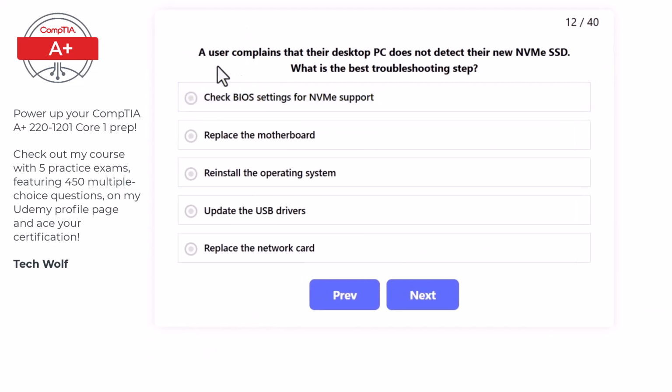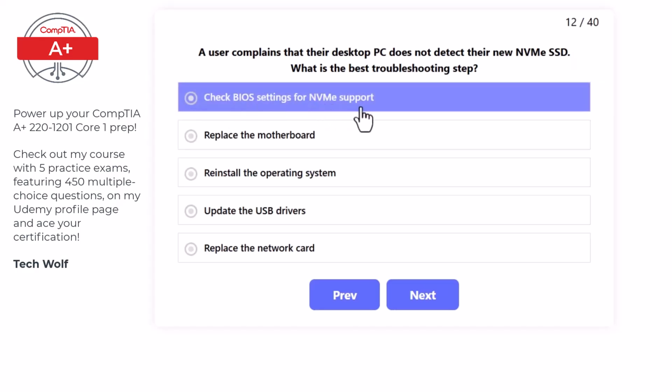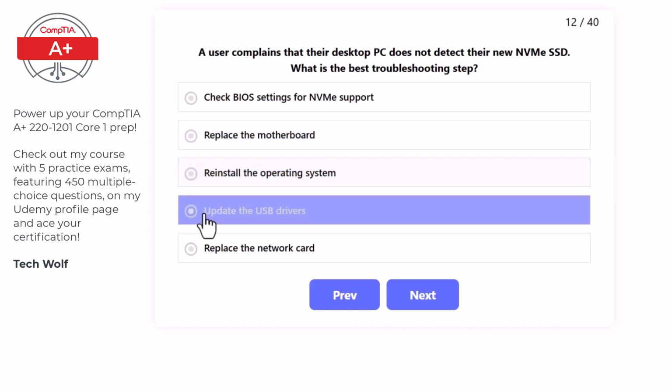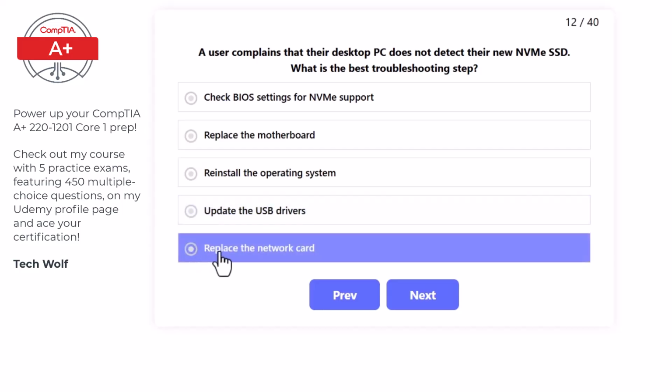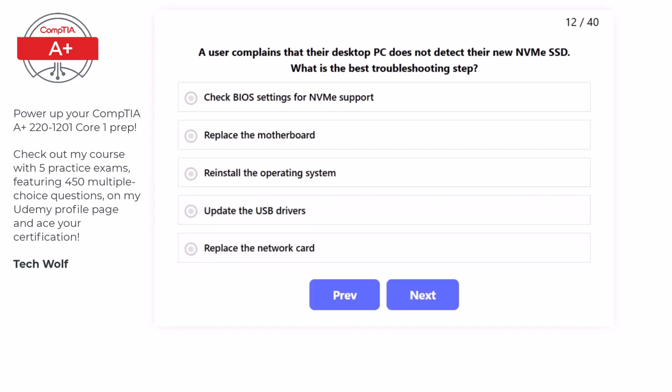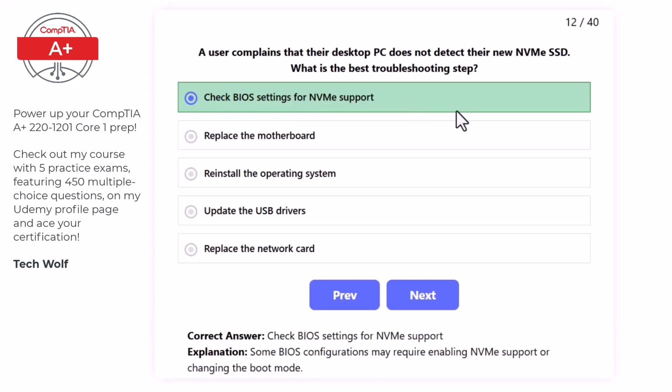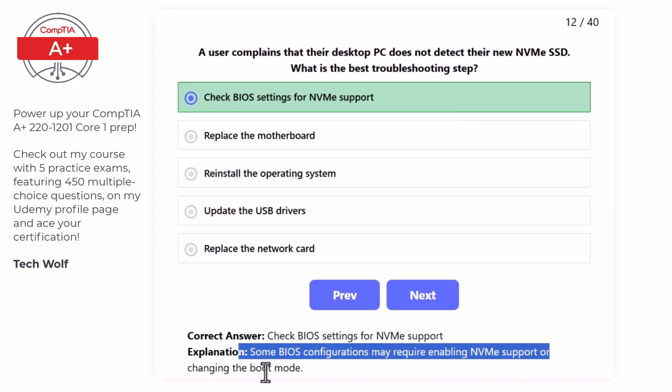And next question, a user complains that their desktop PC does not detect their new NVMe SSD. What is the best troubleshooting step? Check BIOS settings for NVMe support, replace the motherboard, reinstall the operating system, update the USB drivers, or replace the network card. And here the correct answer is check BIOS settings for NVMe support, as some computers still don't have support for NVMe. And some BIOS configurations may require enabling NVMe support or changing the boot mode.